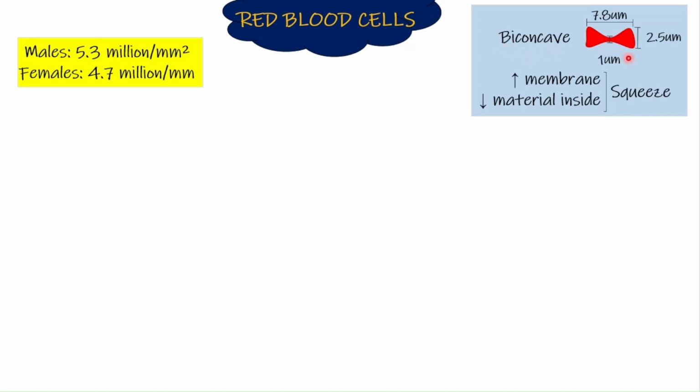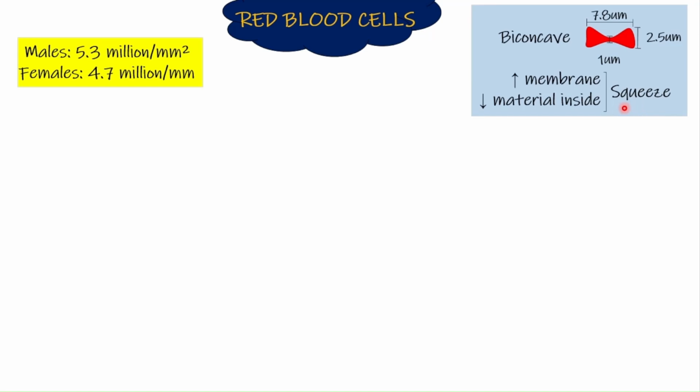Now, what is the significance of this structure? Basically, the amount of the membrane of the RBCs is relatively greater as compared to the material inside the RBCs. So the material inside the RBCs is less, whereas the membrane outside the RBCs is in greater quantity. Now, what is the significance of having more membrane as compared to the contents inside? This helps RBCs to easily squeeze through any place.